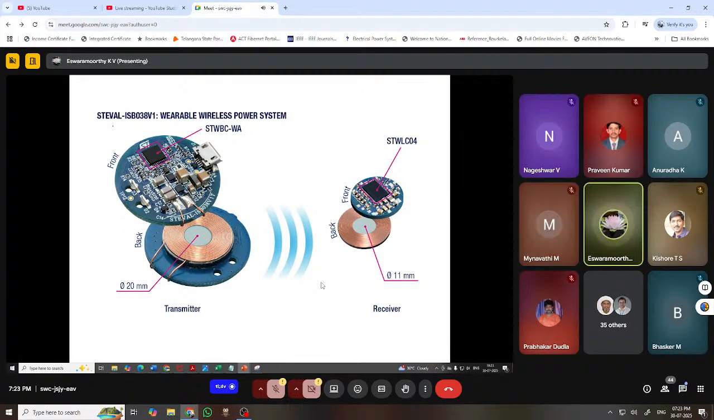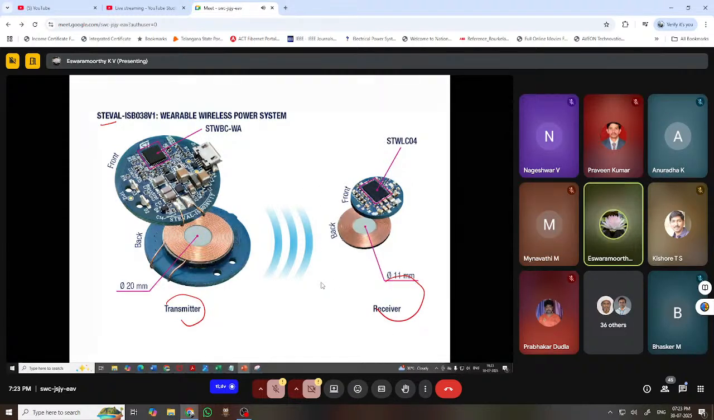For example, ST has an evaluation board from STM. This is a transmitter, and this is a receiver. So you can transmit and you can receive some energy. These coils are used for the transmitter, and these coils are used to receive. So this is one of the evaluation boards. We can try it for our application.